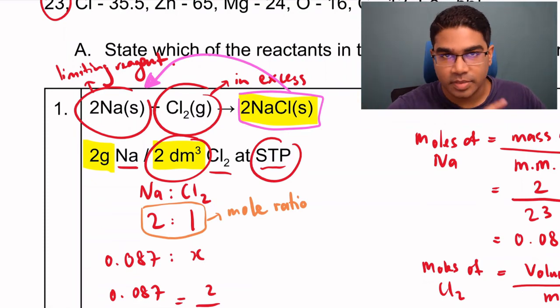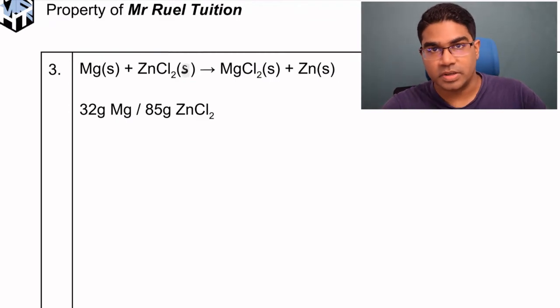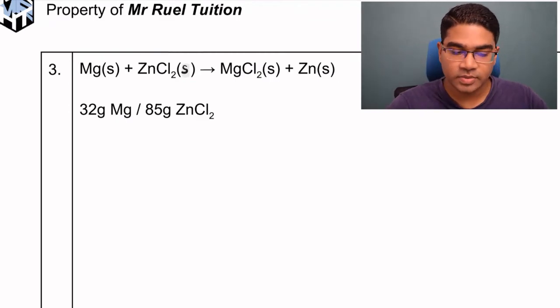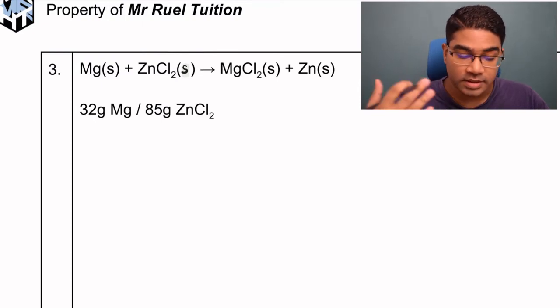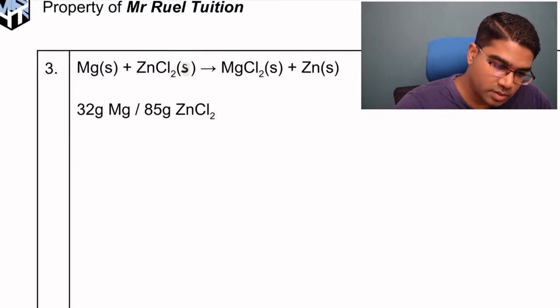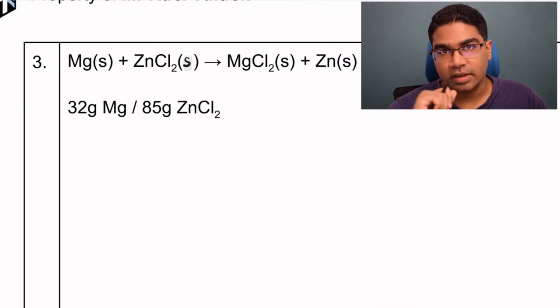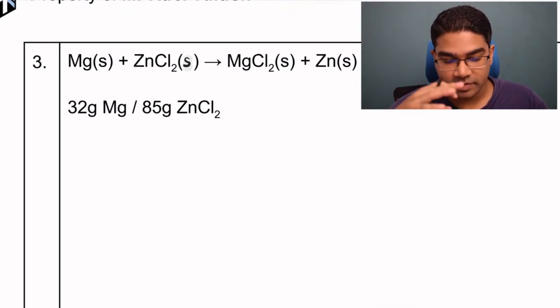Now let's try one more example. Let's look at this reaction. We have magnesium. Magnesium reacts with zinc chloride to produce magnesium chloride and zinc. So this is a displacement reaction. The first thing we need to do is check if it is balanced.